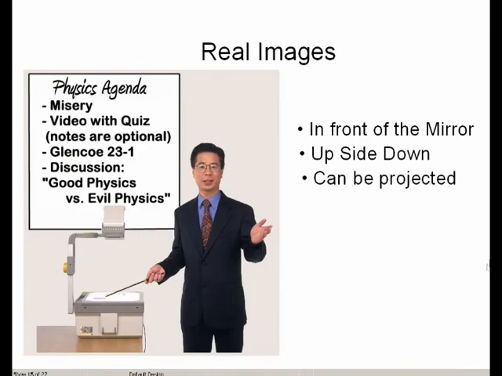The other type of image is called a real image. The real image is in front of the mirror, it's upside down, and it can be projected. Whenever you see something being projected onto a screen, that is a real image because it can be projected. The image is supposed to be upside down, and of course this isn't upside down. When the teacher is using the overhead projector, he has to stand on the back side of the machine and write upside down, so when it projects on the screen, it comes out right side up to you.